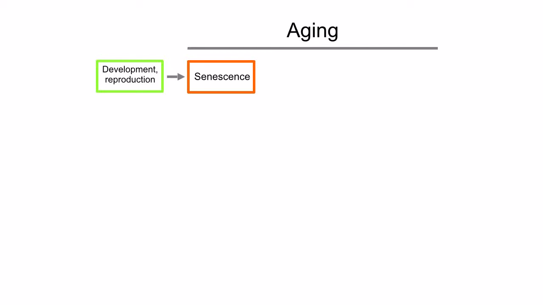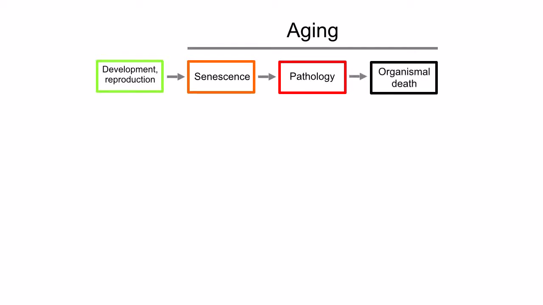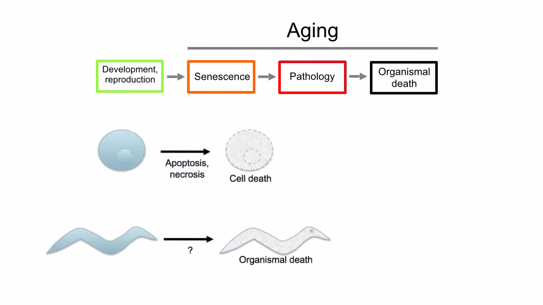Hi there. During aging, senescence generates many types of pathology, some of which contribute to organismal death. But what is organismal death, and how is it triggered by senescent pathologies? The process of cell death has been intensively studied, but organismal death hardly at all.